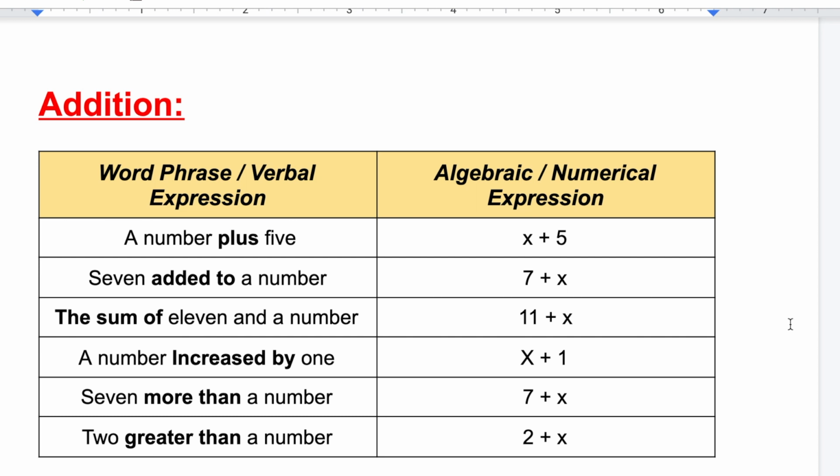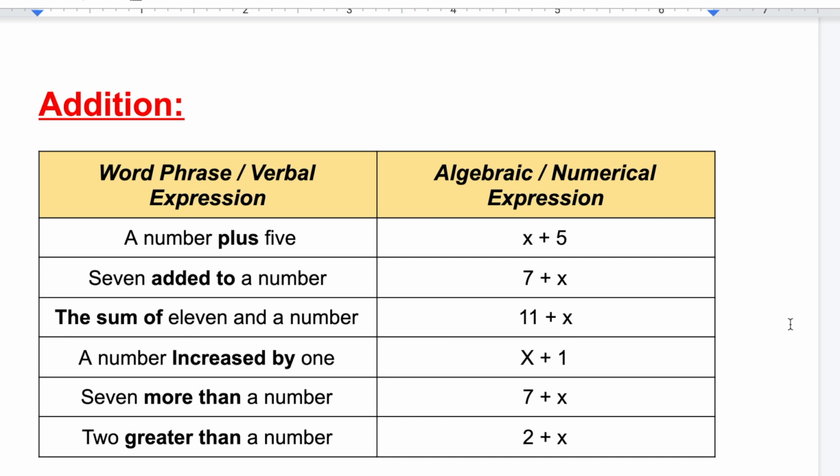So added to, that means addition. So I added 7 to this number. So 7 plus x. Whenever you say 7 plus x or x plus 7, it's the same. The sum of 11 and a number. The sum of means addition. So 11 plus x. A number increased by 1.